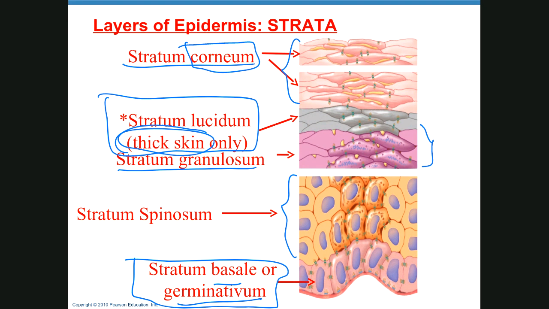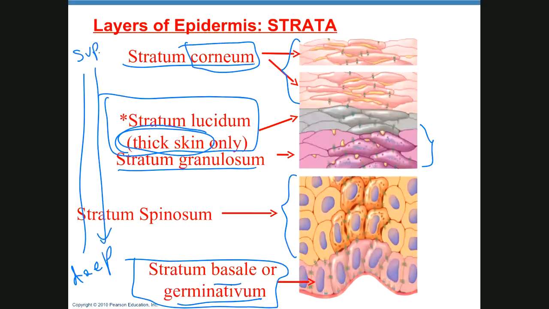You should be able to list these layers from deep to superficial, or from superficial to deep, whichever you're asked to do. And pay attention as to whether they're asking to list these layers in thick skin or thin skin. And the difference will be that in thick skin, you're going to mention the stratum lucidum. In thin skin, you will skip the stratum lucidum.